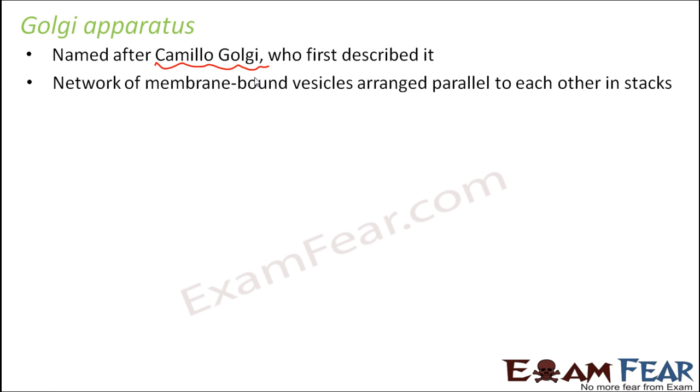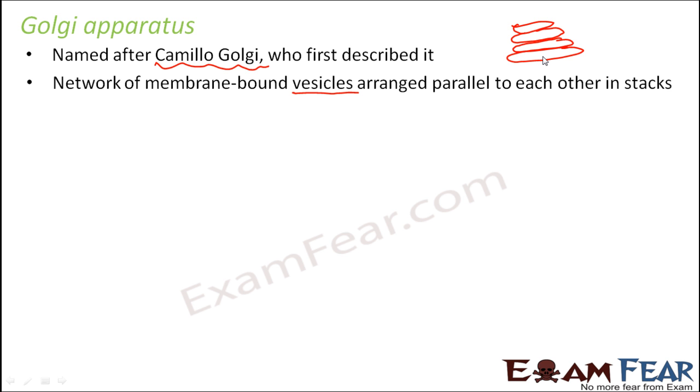So what are these? These are again a network of membrane bound vesicles arranged parallel to each other in stacks. Look wise, Golgi apparatus also looks like a similar network like that of endoplasmic reticulum. There you saw a network of tubules. Here also you will see a network of vessels, but here each vessel is arranged parallel to each other. Something like this, you have one vessel, two vessel, three vessel, four vessels, arranged like in stacks, one after another.